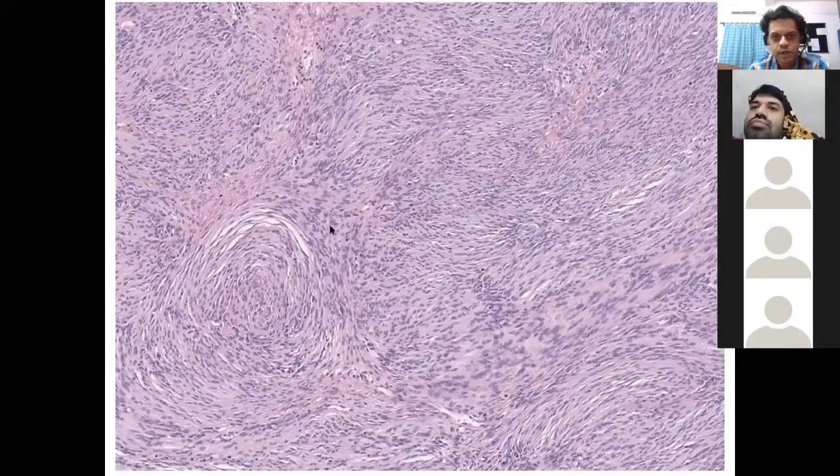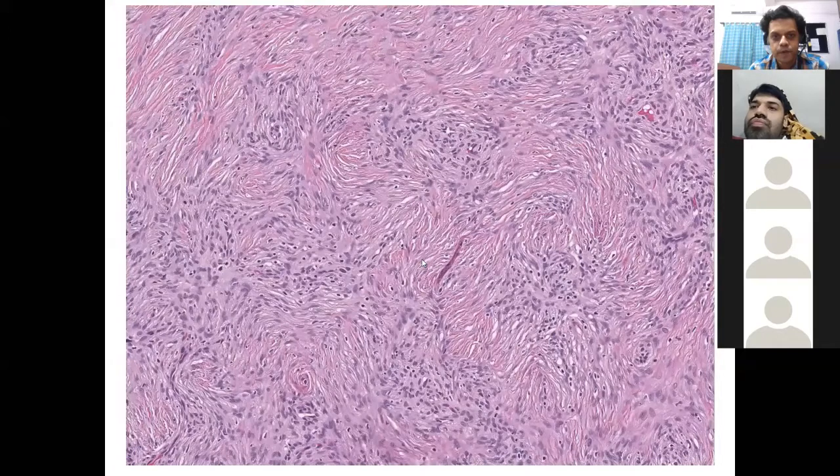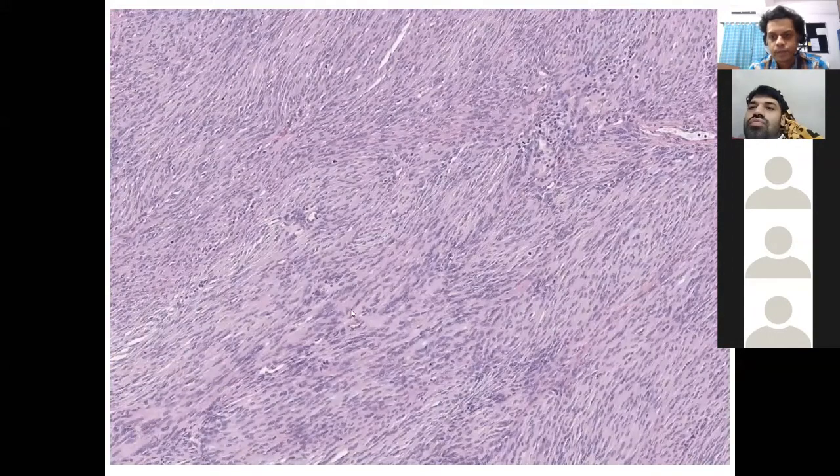So see here, it's one central spoke-like region with a peripheral storiform formation. And here where the collagen has mostly replaced the tumor, the storiform pattern is becoming more obvious actually. So over here, you have it in a more cellular fashion as intersecting fascicles. That can also be seen.